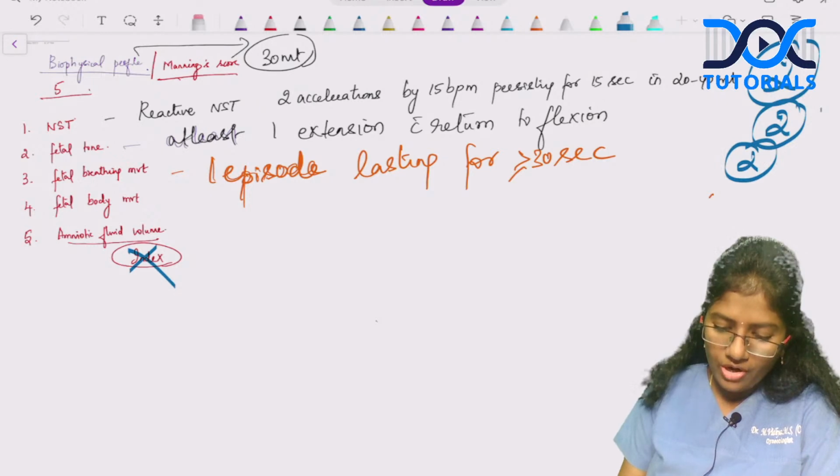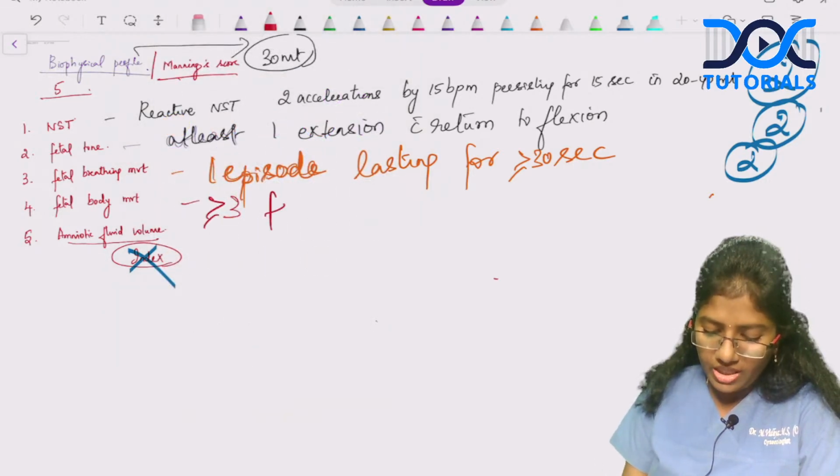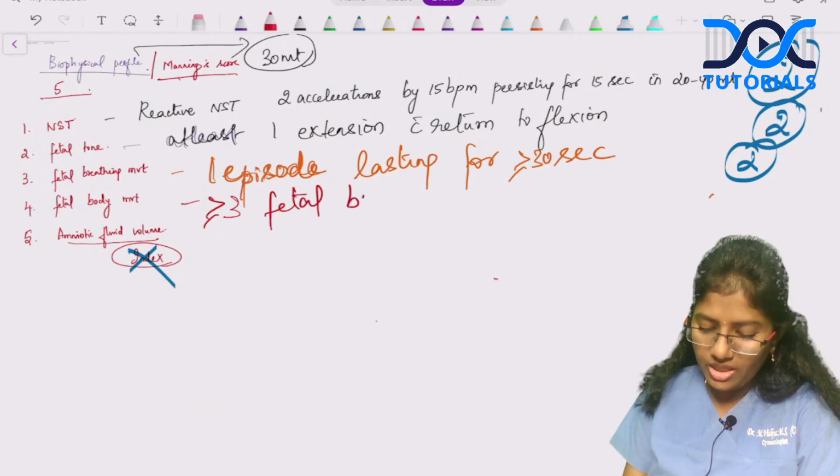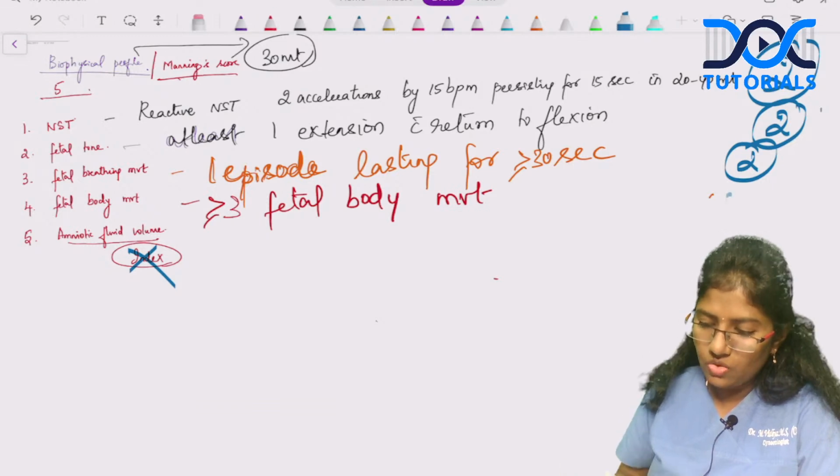Fetal body movements. How many fetal body movements should be there? There should at least be 3 fetal body movements in this half an hour period. And if this is there, again a score of 2.